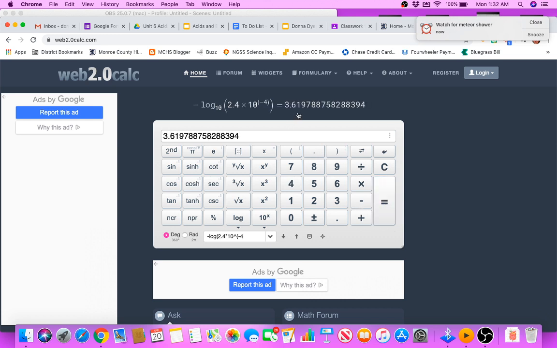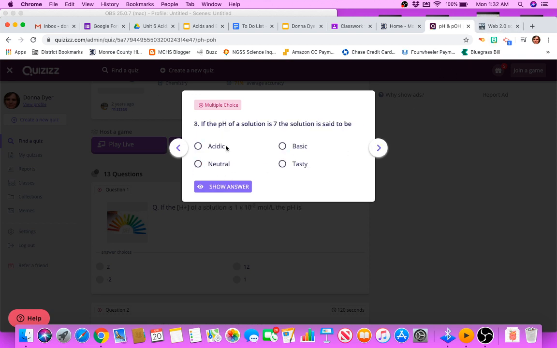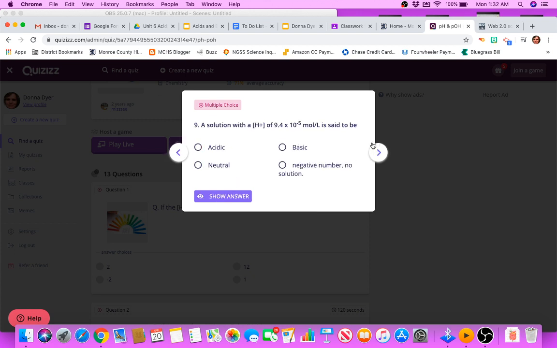And I have 3.56. So let's look and see. 3.56 is the closest one. That is correct. Okay. Next one. If the pH of a solution is 7, then the solution is said to be, I hope you said, neutral. And that is correct. Moving on.